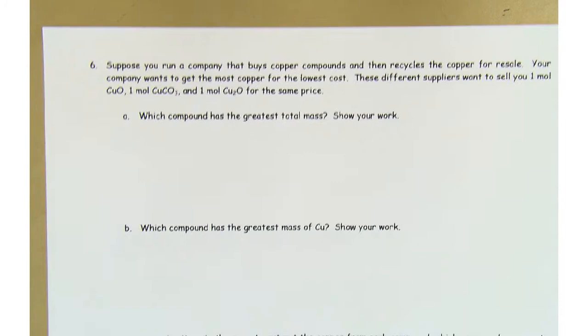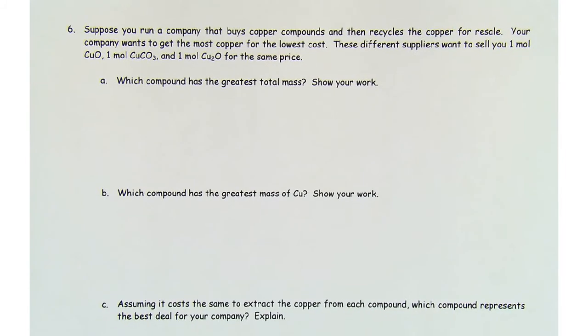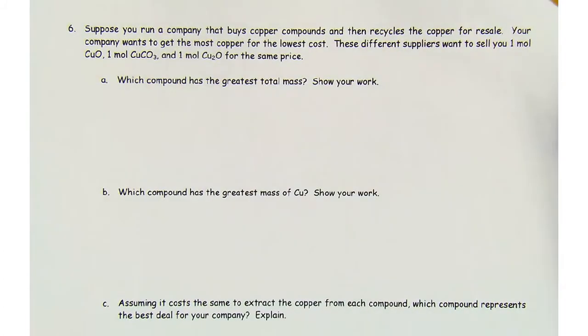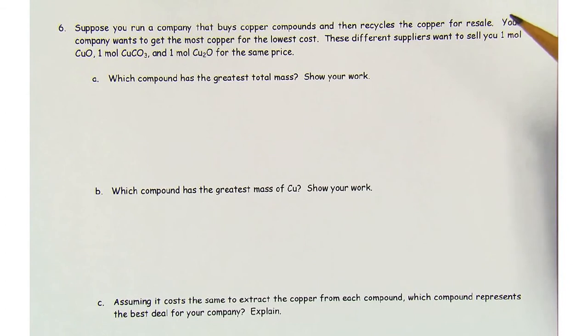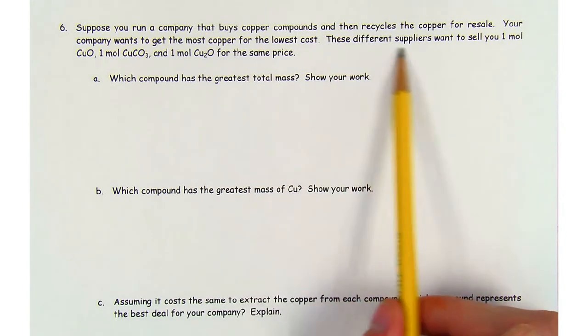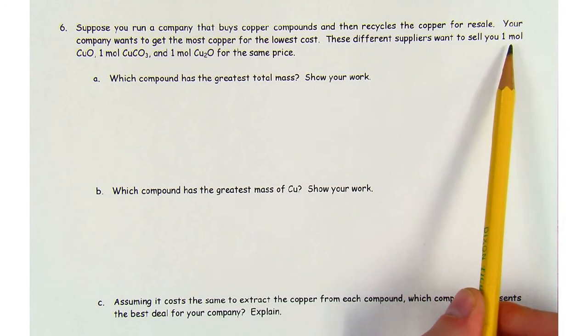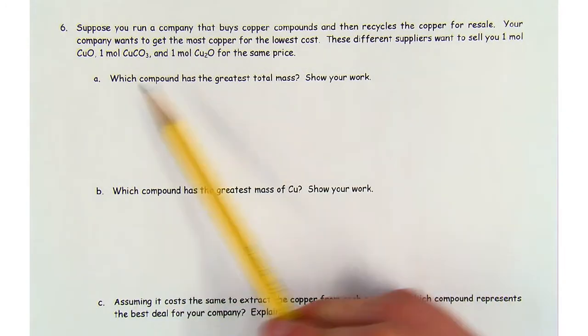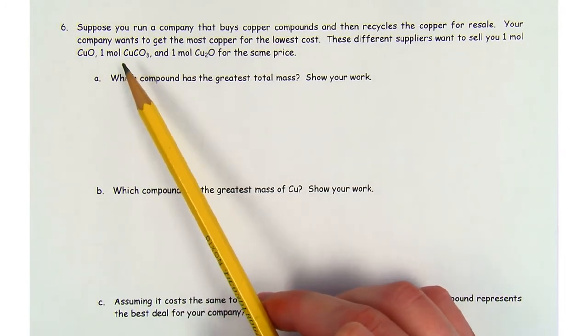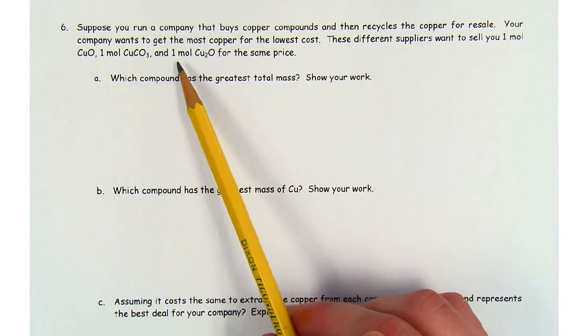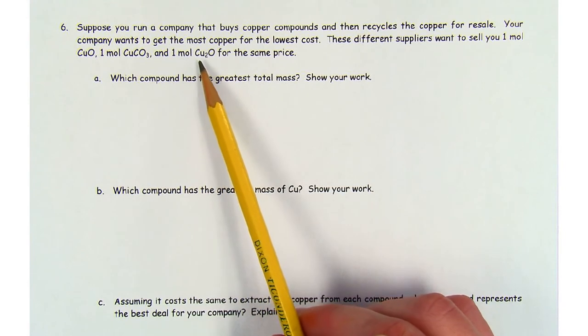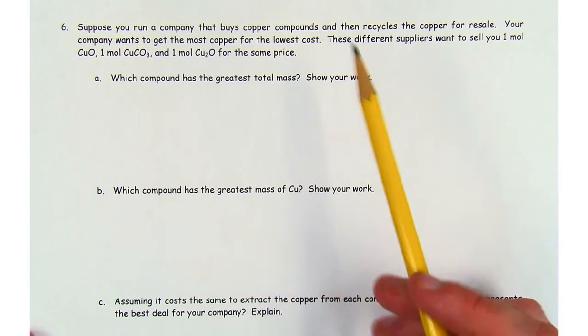this page is probably the trickiest page of them all. Okay, so you're running a company and you buy copper and then recycle the copper and resell it. So you want to get the most copper for the least money. That makes sense. So there are different suppliers and they want to sell you 1 mole of CuO and the other supplier wants to sell you 1 mole of CuCO3 and the last one wants to sell you 1 mole of Cu2O. And they're all offering them for the same price.